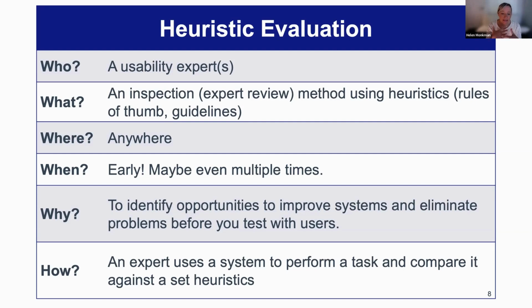And the idea is, again, to identify opportunities and improve systems and eliminate problems. Sometimes before you test with users, sometimes it's when things are already released in the wild and you have a revision planned, so you know that you want to make things better. So this can be helpful then as well. And basically the expert or experts are going to use the system to perform a task or tasks and then compare it against these heuristics. So we're going to keep these in mind when we use the system and then step through all the things we would need to do to accomplish a task as though we were a user.